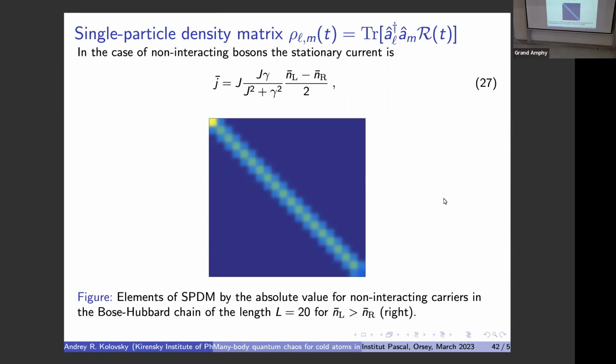You may ask, for example, what happens if I just detach the right reservoir? There is no sink for the particles. If I detach the reservoir, the density matrix will be a diagonal matrix. The diagonal elements will be given by the value of the left reservoir density. Then the left reservoir, if there is no right reservoir, simply fills your system with the same density.